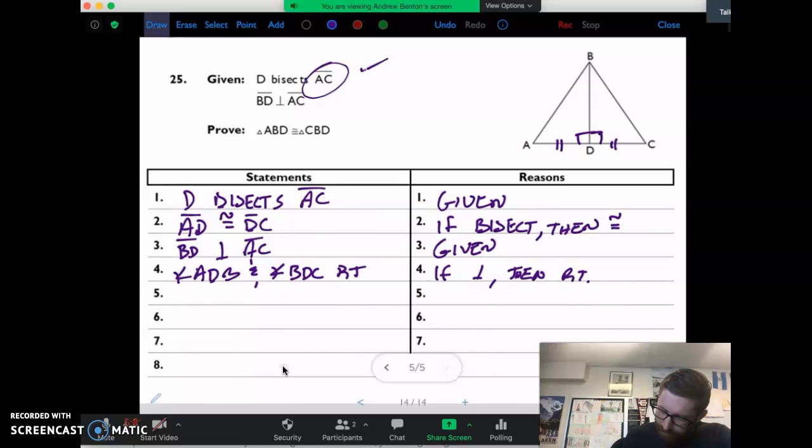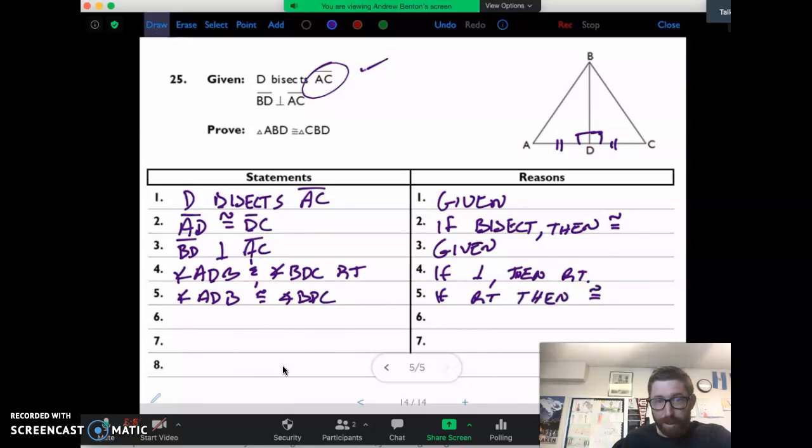So again, I would always do this step. I would get them congruent next, because sometimes you're going to need the congruency with angle, angle, side, or side, angle, side, but sometimes you're not. So you might as well just do it, right? Just to make sure that you do it. So angle ADB is congruent to angle BDC, because if right, then congruent.